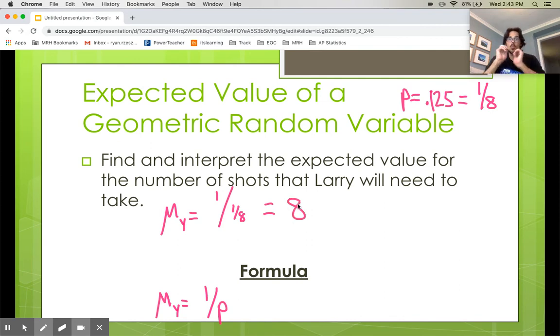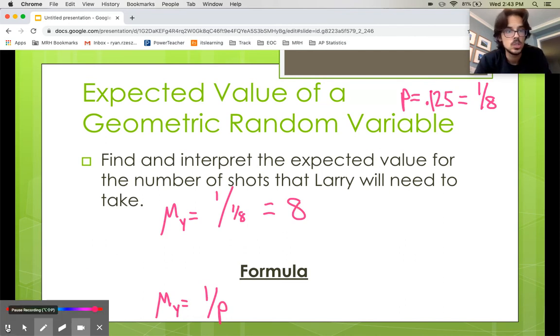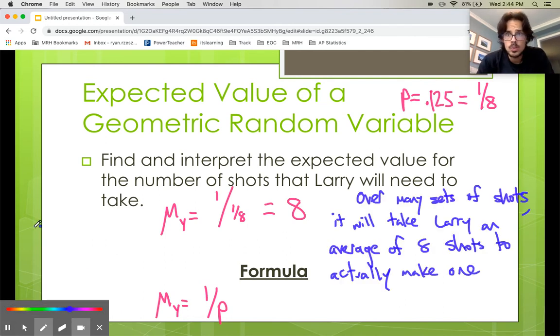So if we think about what that is saying, now you have to be careful how you word your expected value here. You'll be tempted to say something like over many shots, but it's not the shots themselves. One go at this is a set of shots. So over many sets of shots where Larry tries to make one, the average number of shots it'll take before he makes one is 8. And I'll pause and write that down in slightly cleaner language. All right, so there's the wording right there.